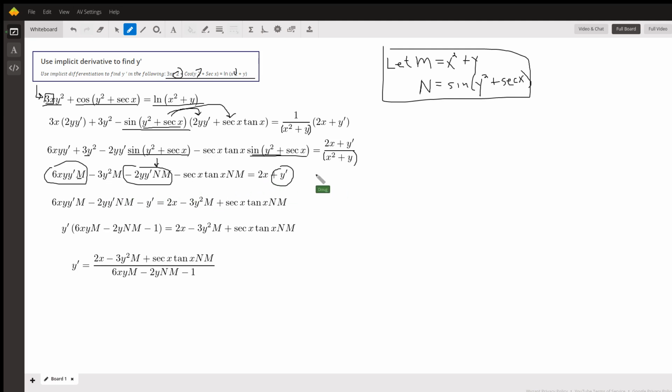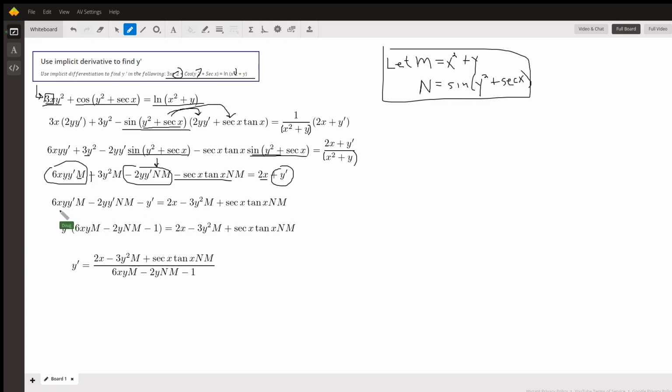So 2x is already on the right side. Whoops, this should be a plus. No, this was a plus. So this minus is correct. Minus 3y squared M plus, transposing this term to the right side, plus secant x tangent x N M.